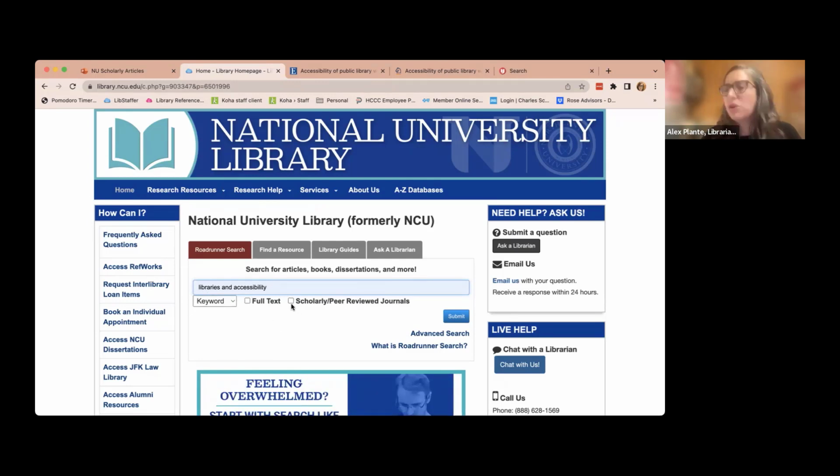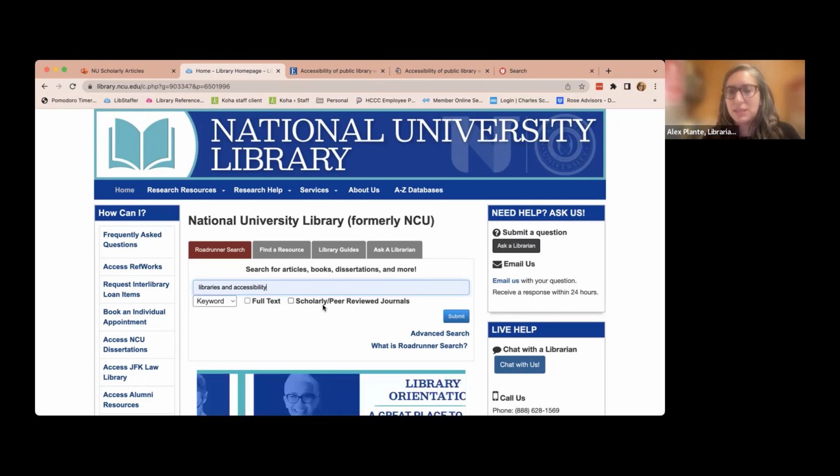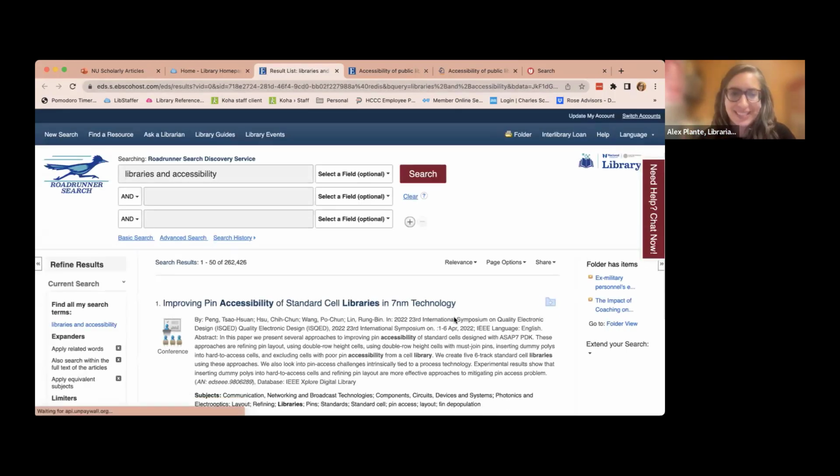And then down here, we know what you guys are interested in. So we already have a checkbox ready to go that says scholarly/peer-reviewed journals. That means I want my results to only come from those types of journals. I'm going to go ahead and click it and hit submit. I always cross my fingers here to see what happens. You never know when you do live searches what's going to happen.